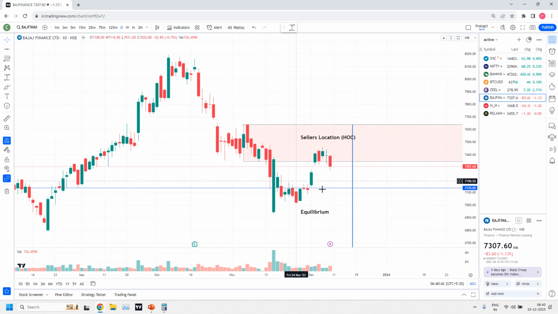Okay, now let us identify the most recent demand and supply zones close to the current price. This is the current price. If you go back from here, here we are able to identify a demand zone. Let us draw the demand zone.